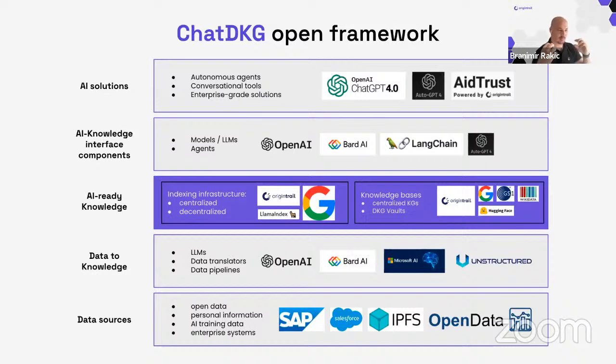The idea being that through the Chat DKG framework, we make it easy to do so and create both knowledge assets as well as solutions and libraries that you can then use to essentially make it easier to create, manage, and use trusted knowledge in AI applications.